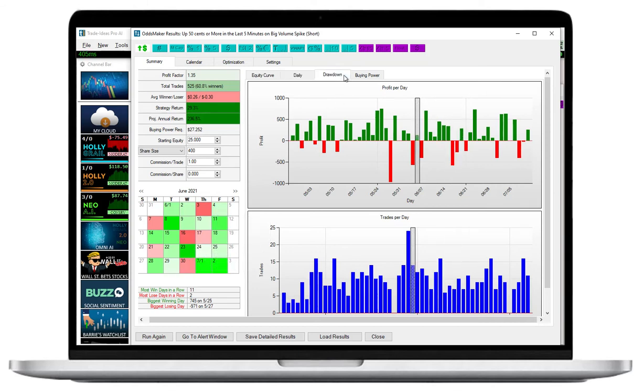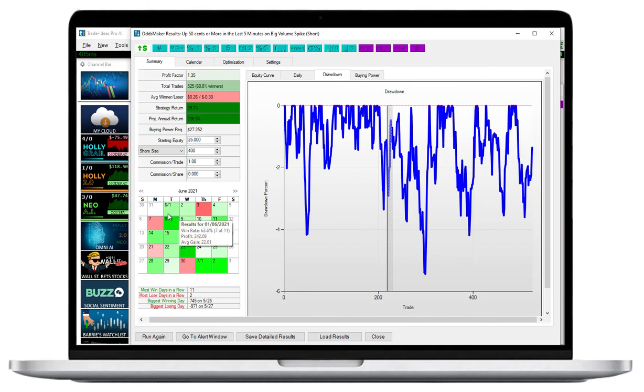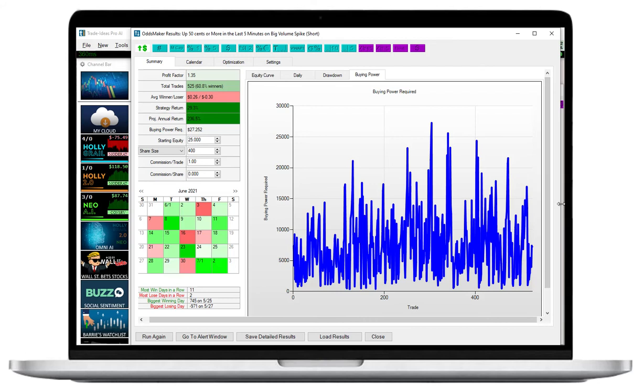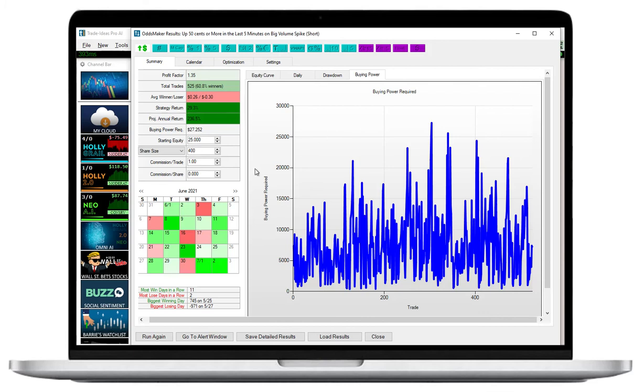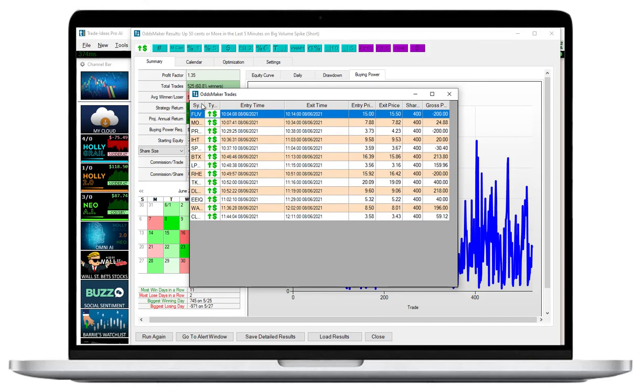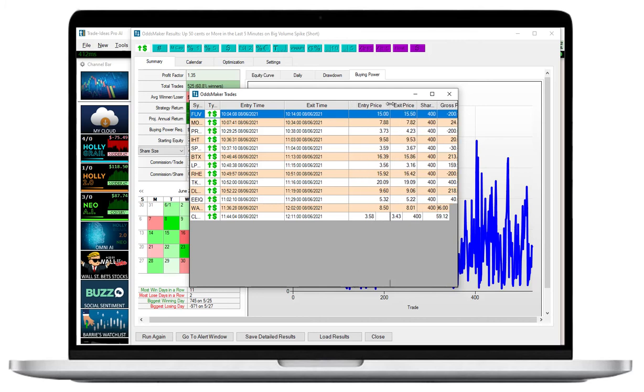If a multi-day strategy is backtested, the checkbox, Use Exit Date, is shown below the calendar. By default, the calendar day will show the trades that were entered on that day. Checking this option will reload the calendar and show the exited trades instead. A double click on a calendar day opens the Oddsmaker Trades window, which provides detailed information about the symbols traded, the alert type, the entry and exit time for each trade, the entry and exit price for each trade, as well as the share size and the gross profit.